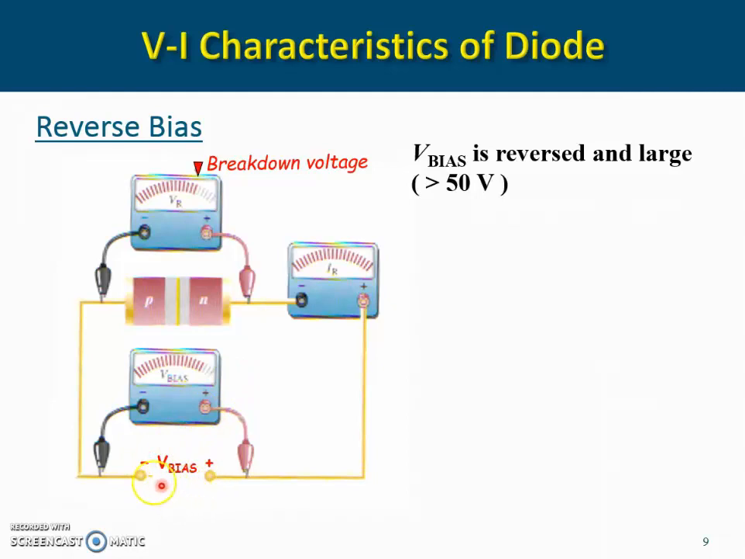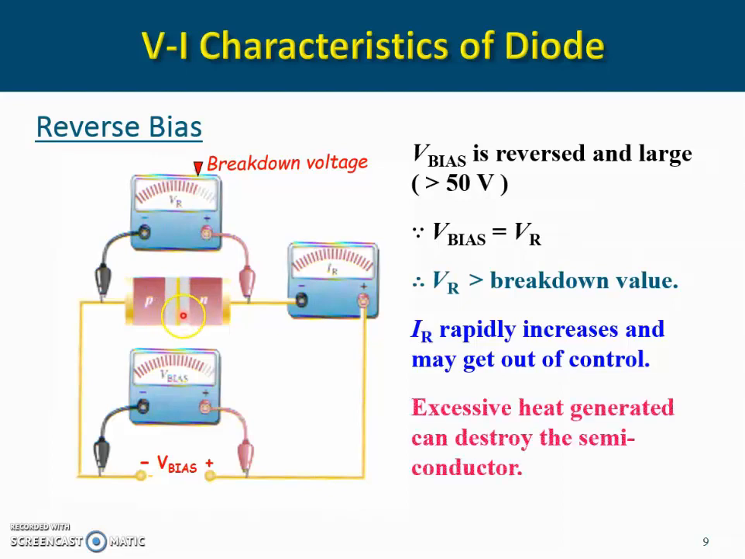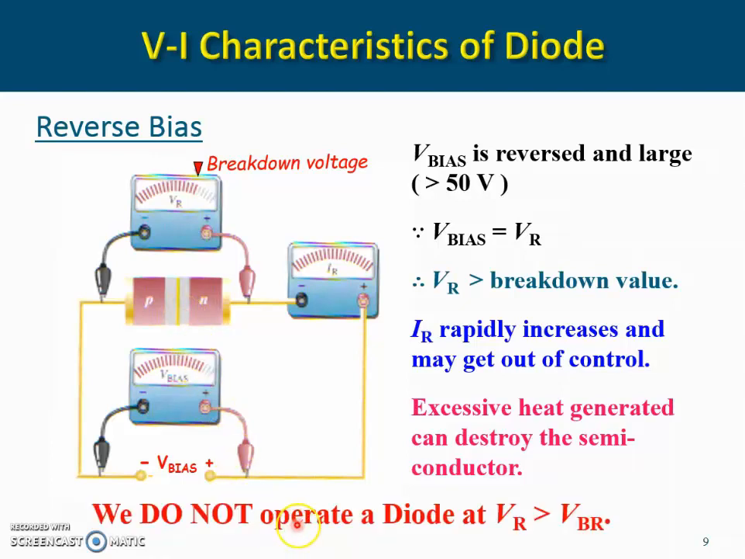Continue our experiment. Now we increase the reverse biasing voltage to be larger than the breakdown voltage. Since V bias and VR are the same, the VR is also larger than the breakdown voltage. So what will happen? This reverse current will increase significantly, and then maybe go out of control and heat up the PN junction too much and damage this diode. So normally we do not operate a diode at a reverse voltage larger than the breakdown voltage.